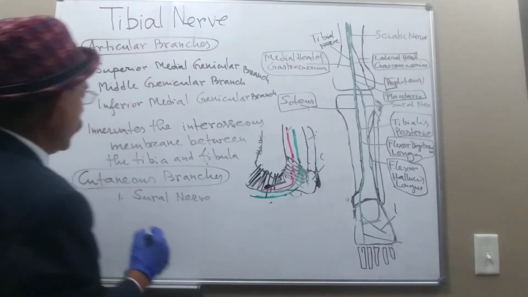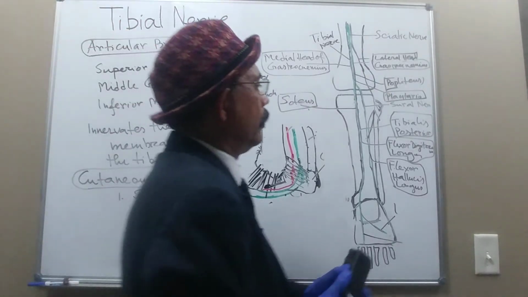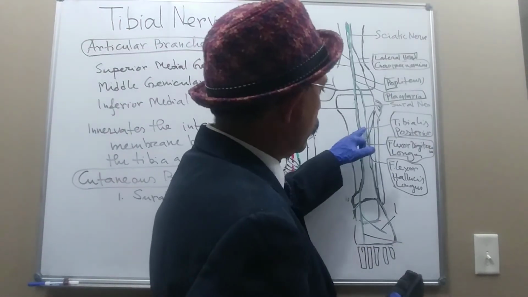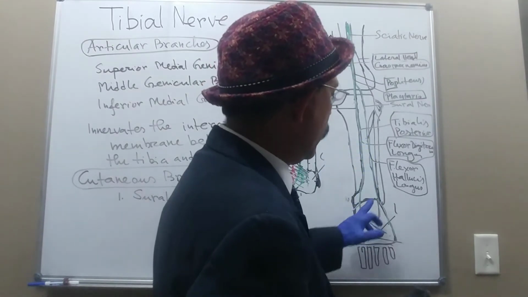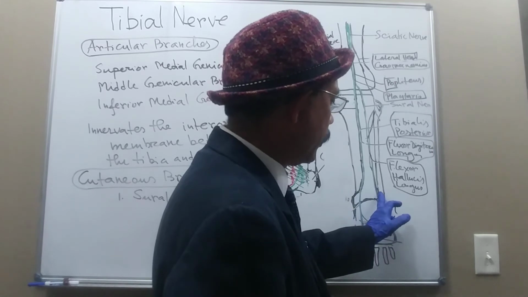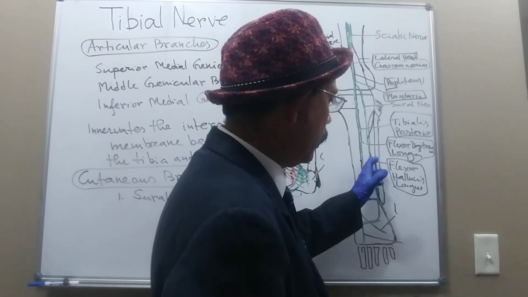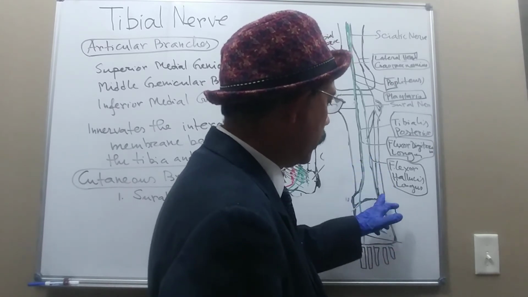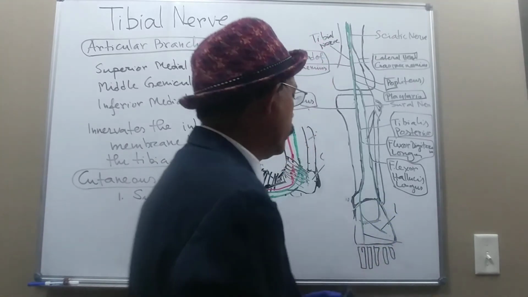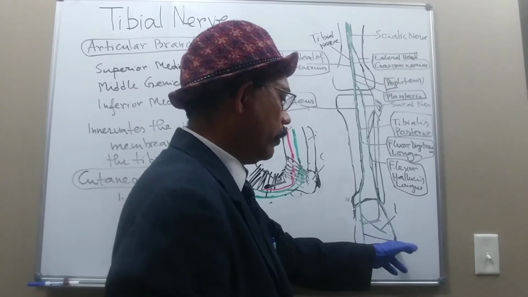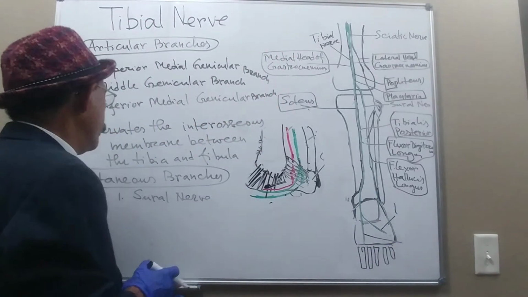Okay, and this sural nerve is accompanied by the small saphenous vein, and the sural nerve will innervate the skin of the posterior lower half of the leg, and the skin along the lateral border of the foot, up to the little toe. So we got the sural nerve.